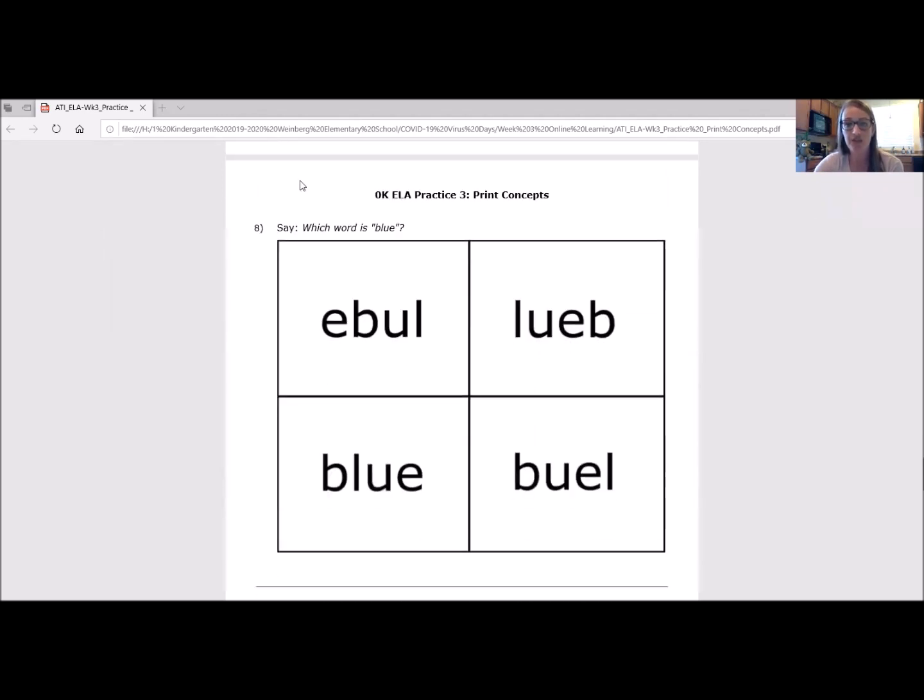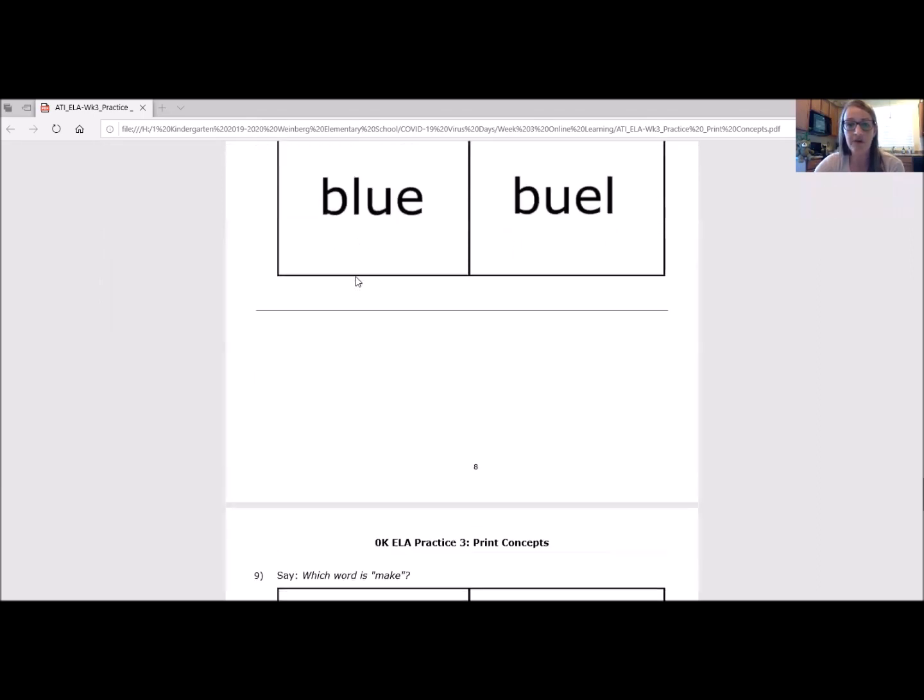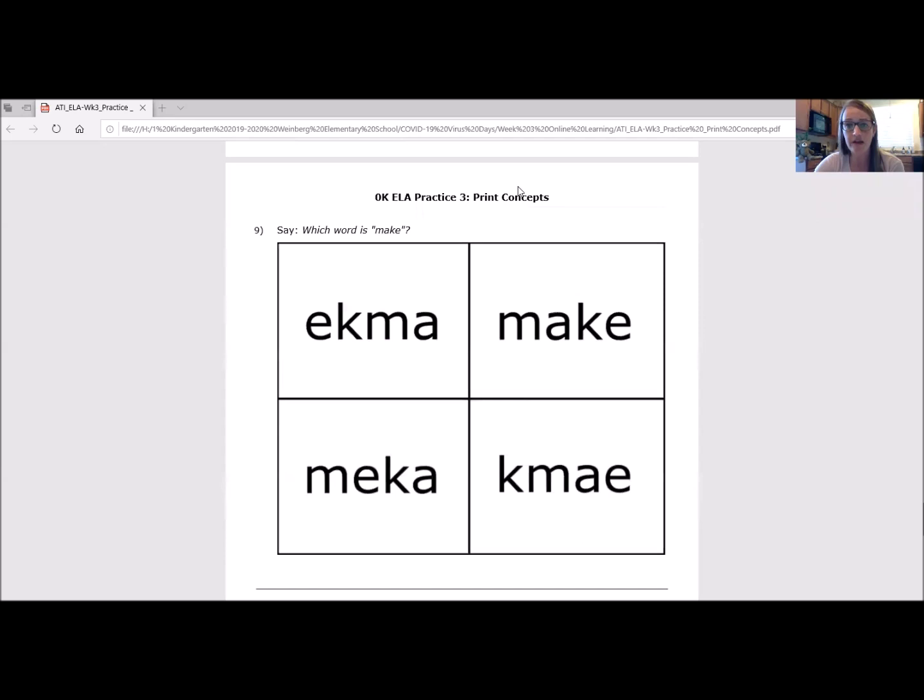Number 8. Ooh, this one's a color word. It says which word spells blue? Blue. Think about it. Is it word 1, 2, 3, or 4? Blue. Good job. Word 3, blue. B-L-U-E, blue. Almost done, kindergartners. Keep on going. Number 9.